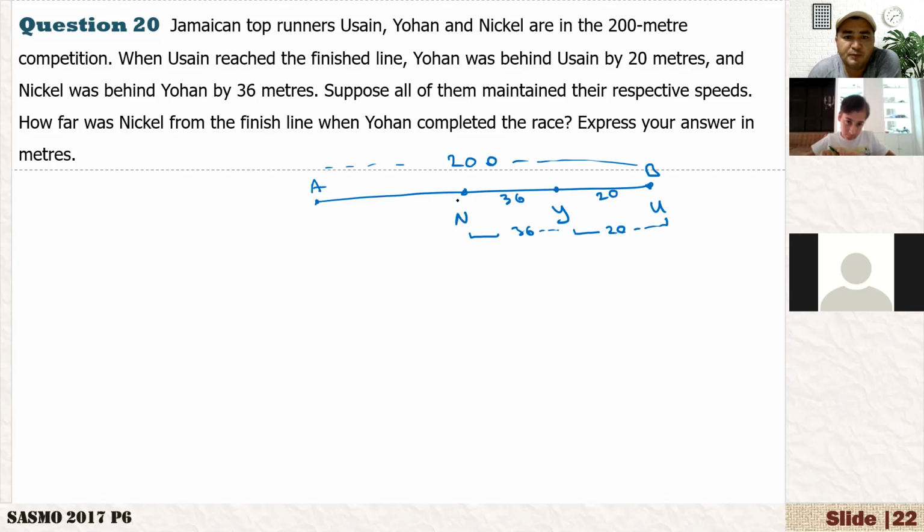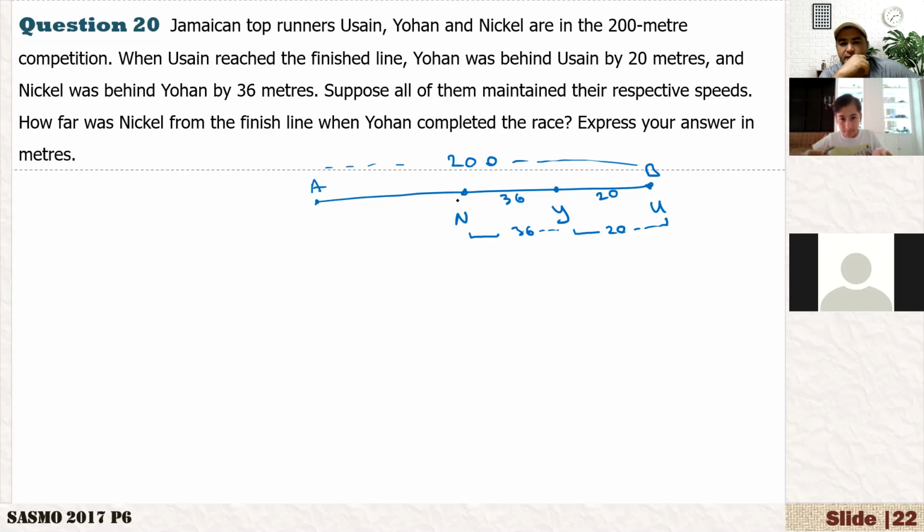Suppose all of them maintain their respective speeds. That means their speed did not change until they reached the finish line. How far was Nikhil from the finish line when Johan completed the race? Wait, if they kept the same speed, Nikhil would still stay 36 meters behind Johan at all times. So 36 meters. Yes. That's it?